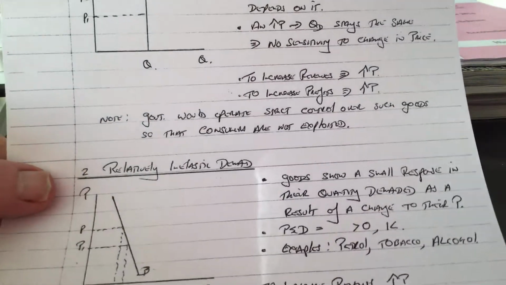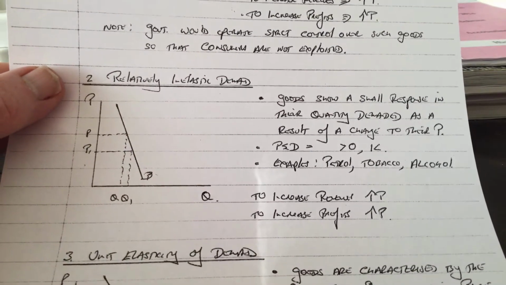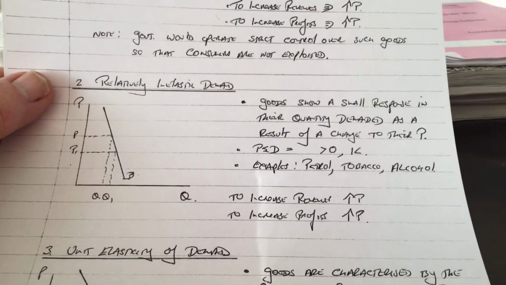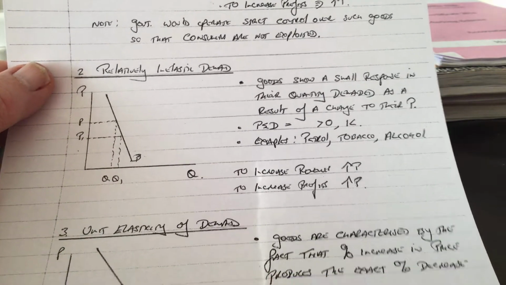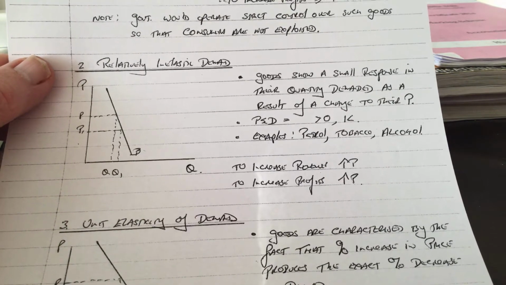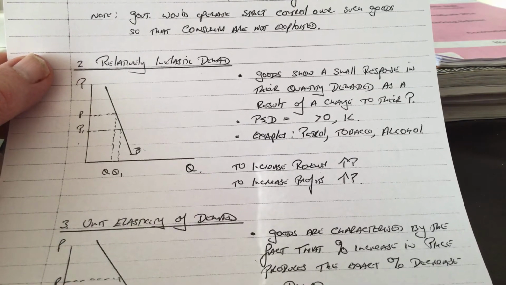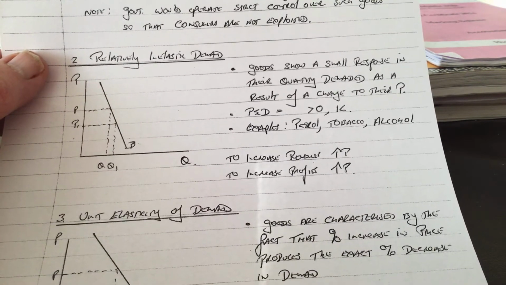Now we're going to look at the next type, which is relatively inelastic. You can see that the demand curve is quite steep. Goods show a small response in their quantity demanded as a result of a change in the price. It is PED, when you do it mathematically, of greater than 0 but less than 1. Examples would be petrol, alcohol, and tobacco.